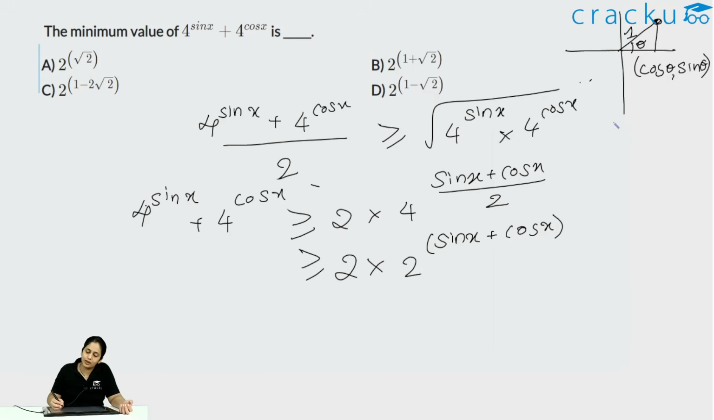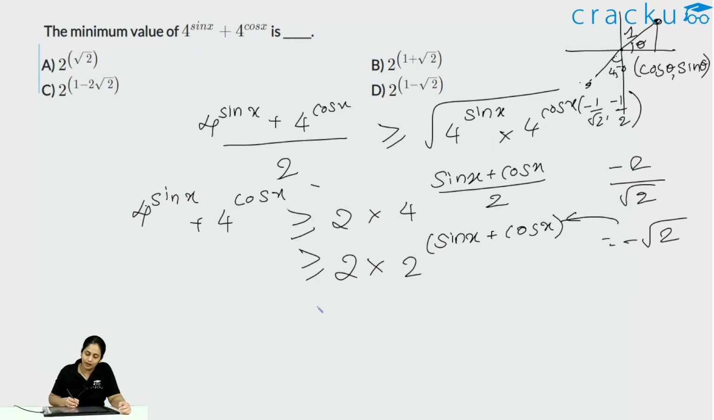So that occurs over here, where if this angle is equal to 45 degrees, then sin x and cos x are equal to minus 1 by root 2 and minus 1 by root 2. The least possible value of sin x plus cos x is the sum of these two, which is minus 1 by root 2 plus minus 1 by root 2, that is minus 2 divided by root 2, which is equal to minus root 2. That is the least possible value of sin x plus cos x. So if I put in that value, I get this is greater than or equal to 2 times 2 raised to minus root 2.